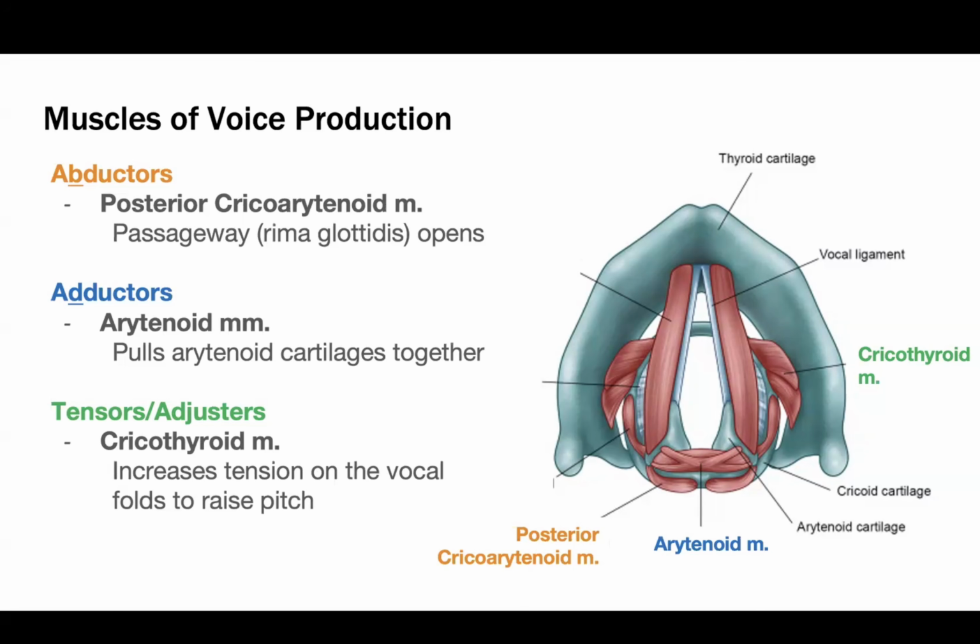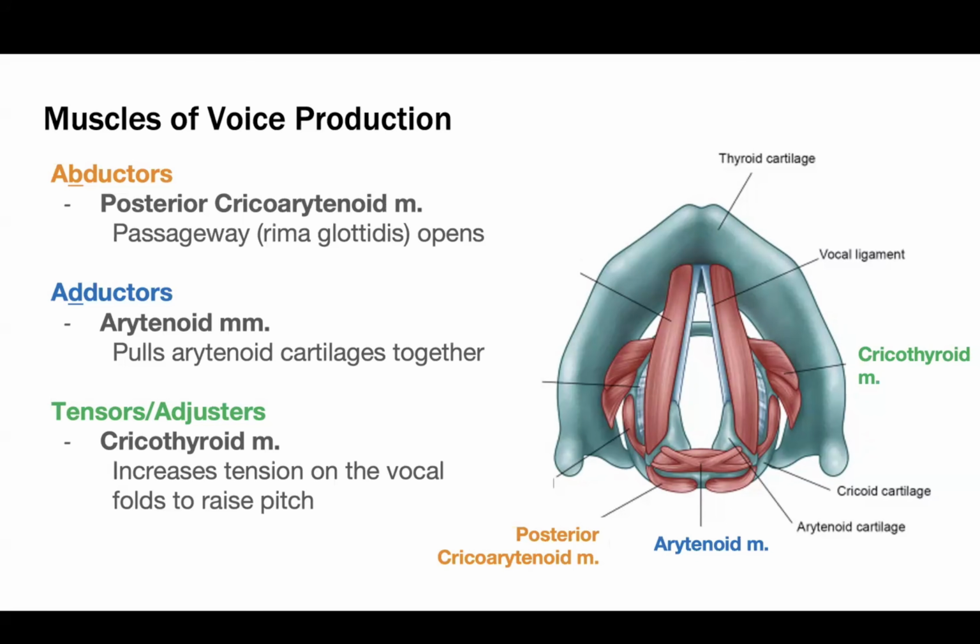Your adductors, on the other hand, are going to close the rima glottis. They're going to add it together. This is performed by your arytenoid muscles. Your arytenoid muscles are going to pull the cartilages together and bring the folds towards the midline.